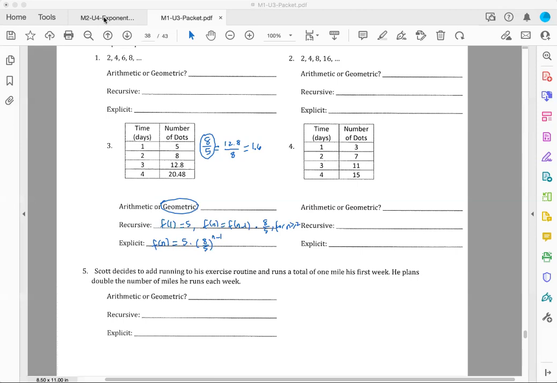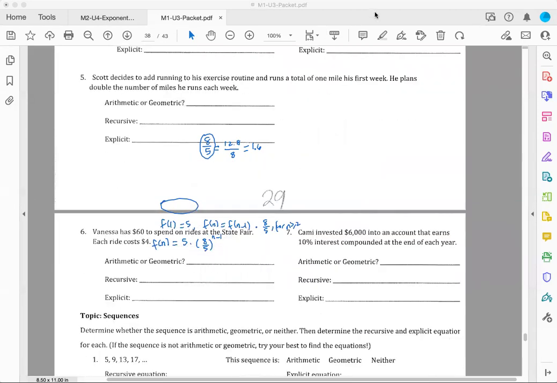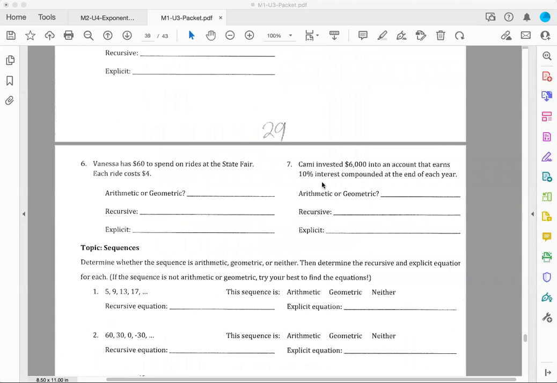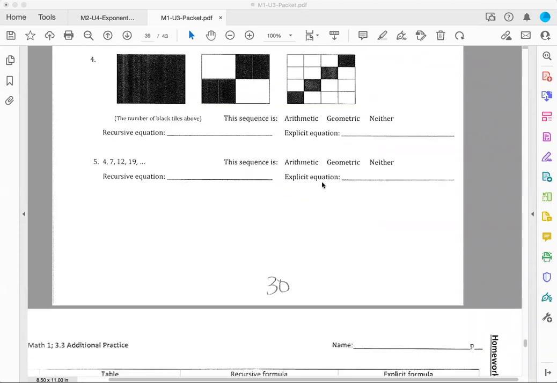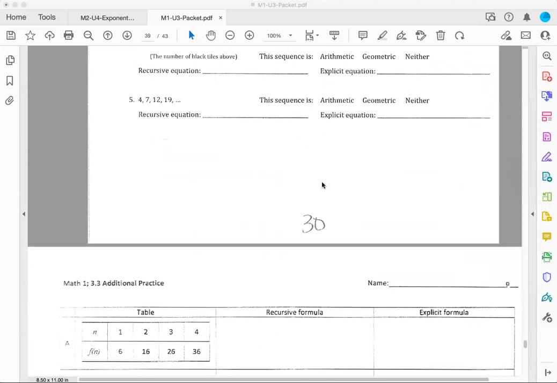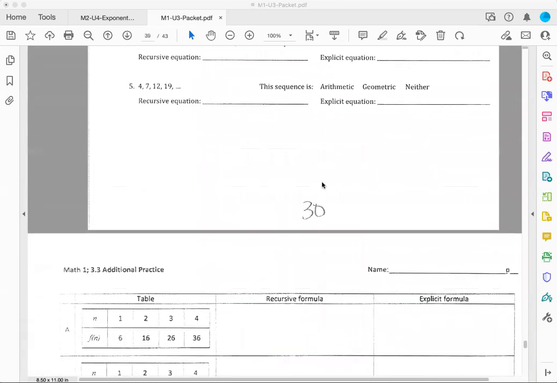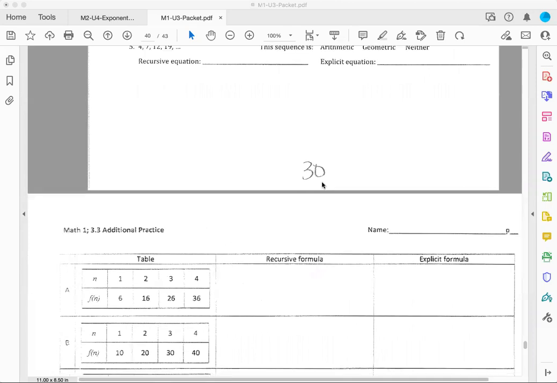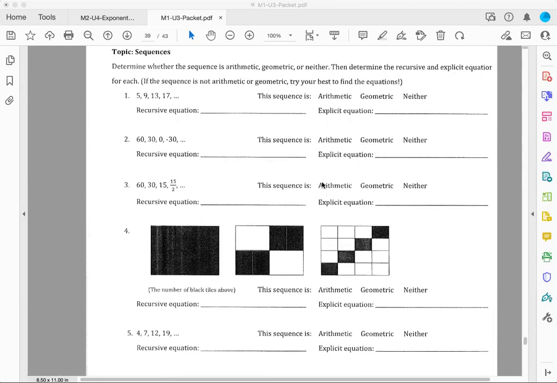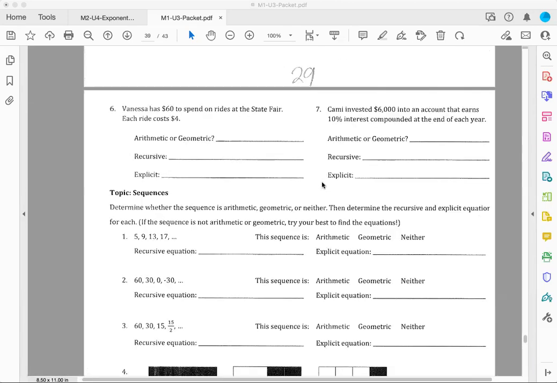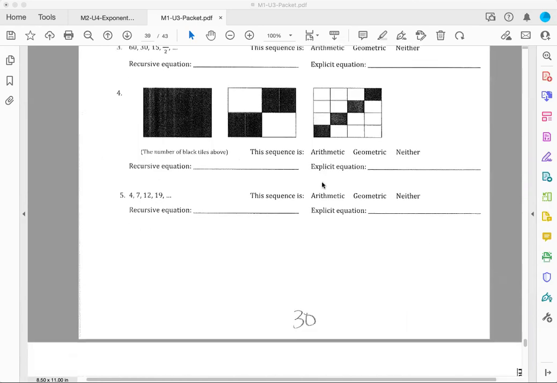So try to complete the rest of this. You're to complete in class up to page 30 and 31. That should be, let me see real quick. No, 31 is homework. So in class, try to complete up to page 30. And it's review. You can see it's the same information over and over again. And get started on your homework.